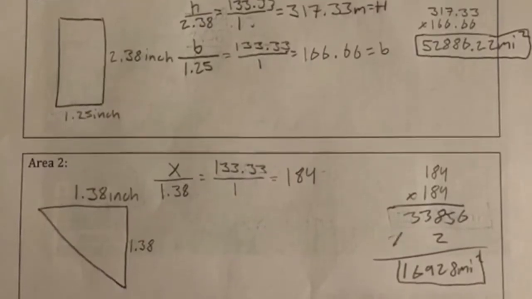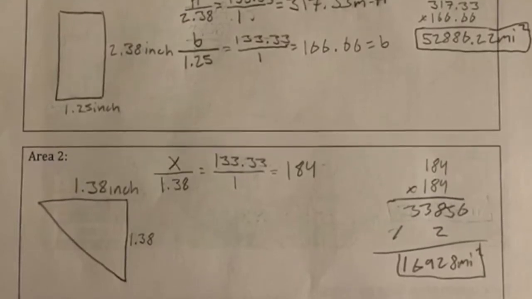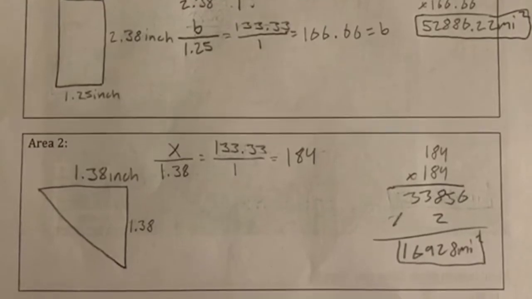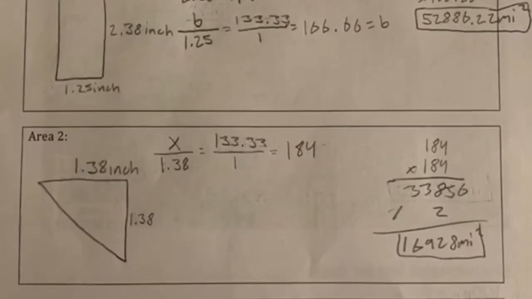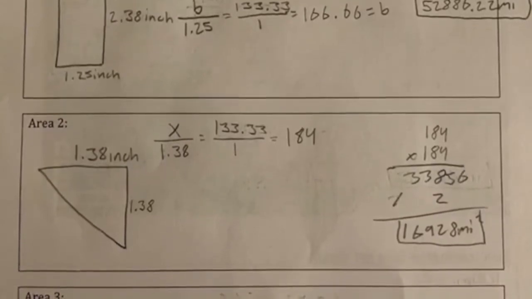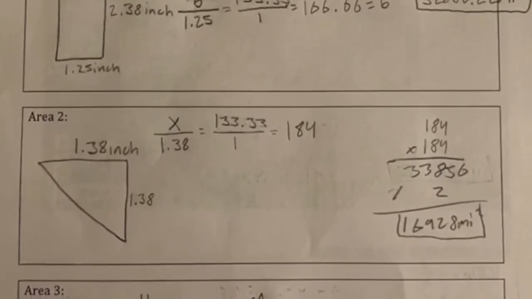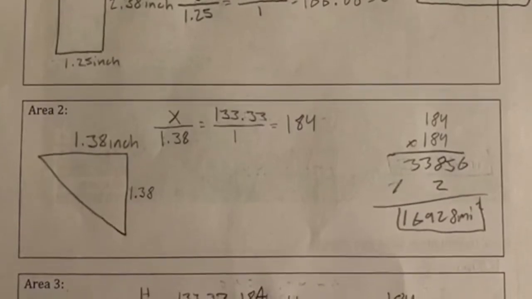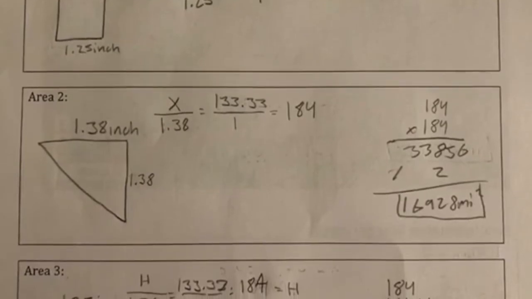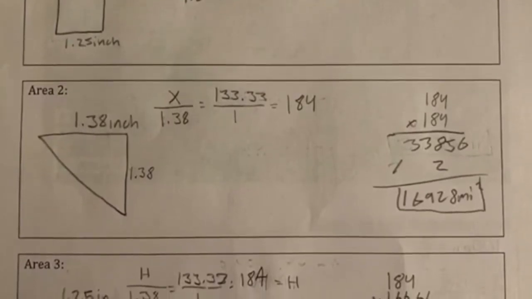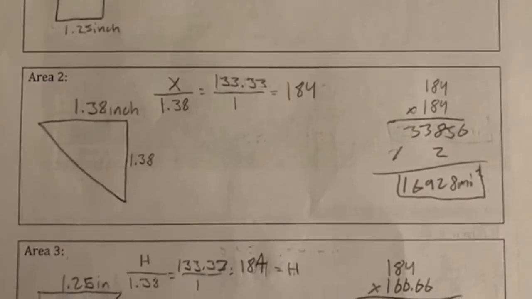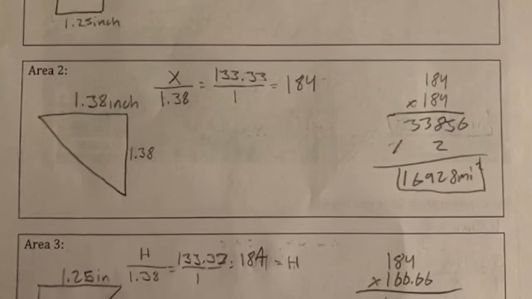To find the area of area 2, we measured the base and height, which ended up being the same. That meant we only needed one equation. X over 1.38 is equal to 133.33 over 1. Cross multiplying, you get 184 equals X. 184 times 184 equals 33,856. Divide that by 2 because it's a triangle, and you get 16,928 miles squared.